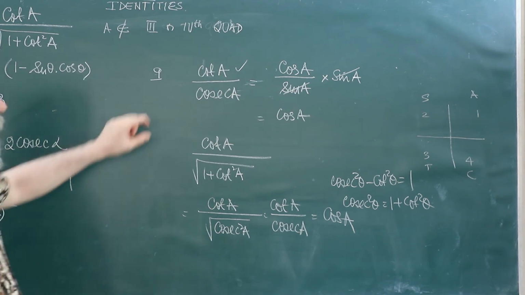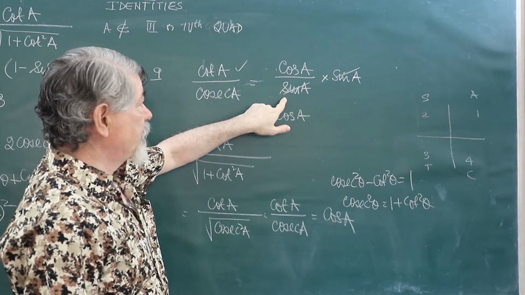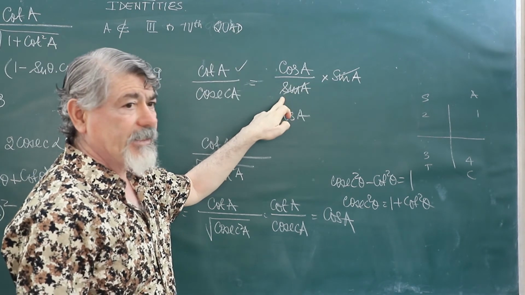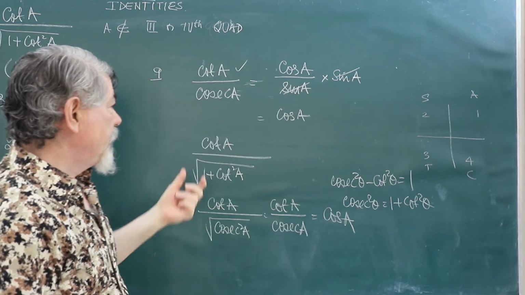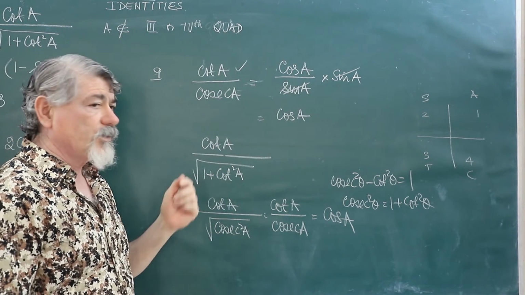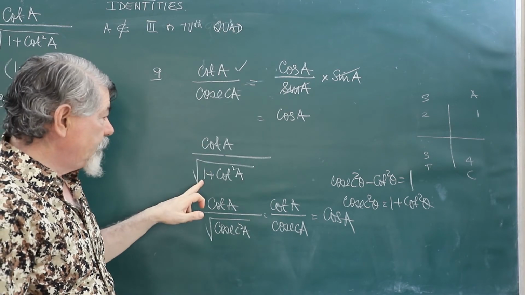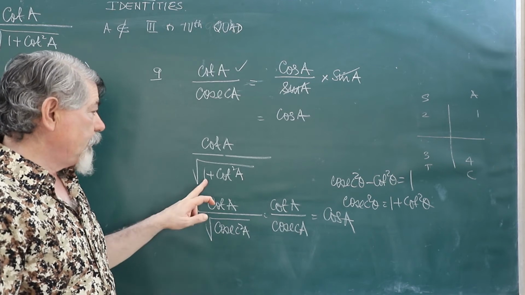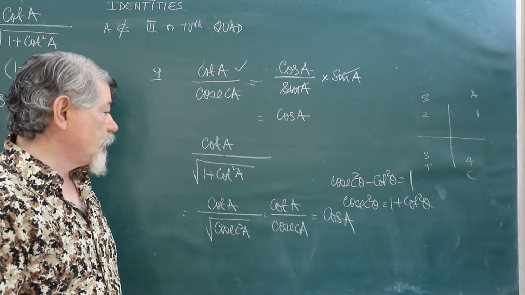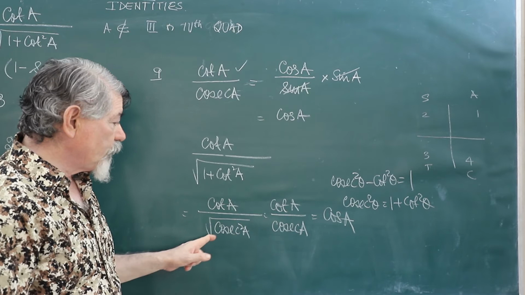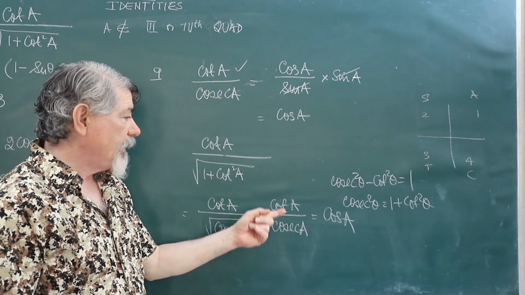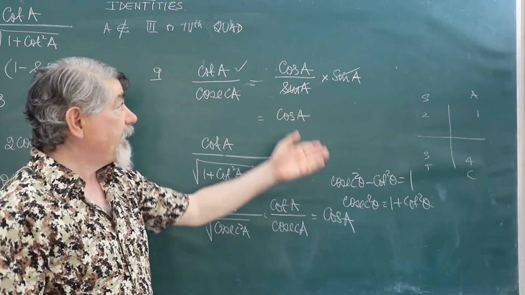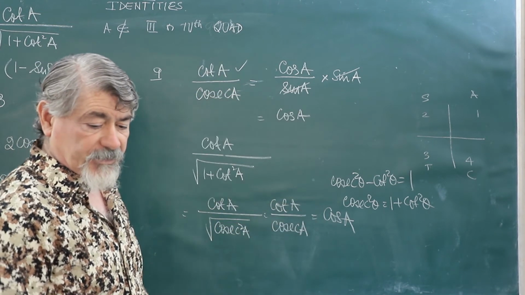What we did was, cot A I wrote as cos A upon sine A. 1 upon cosec A became sine A. Sine A cancelled, you got cos A. Then cot A upon under root 1 plus cot square A: in place of 1 plus cot square A, I can write cosec square A. The under root of cosec square A will be cosec A, and cot A upon cosec A will again give us cos A as from the first step.